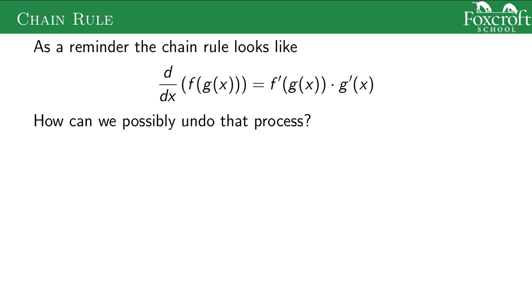So what is the chain rule, just as a reminder? The chain rule looks like this. I'm taking the derivative of a composition of functions. I take the derivative of the outside, but I keep the inside the exact same. And then I chain the derivative of the inside afterwards. How could we possibly undo this complicated process of the chain rule and undo this antiderivative process?